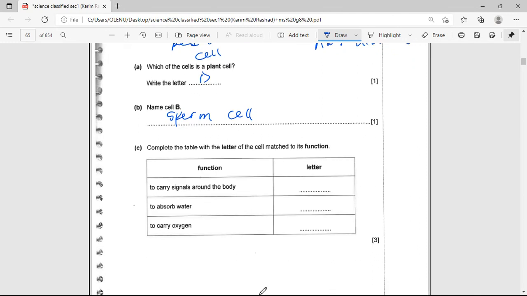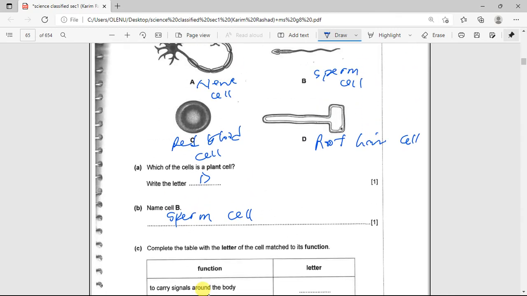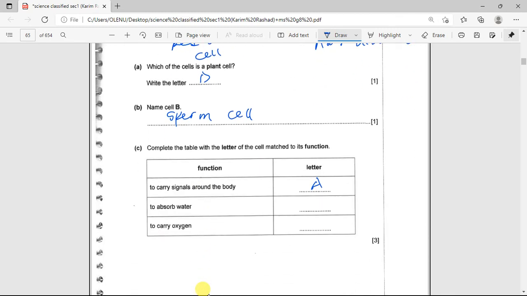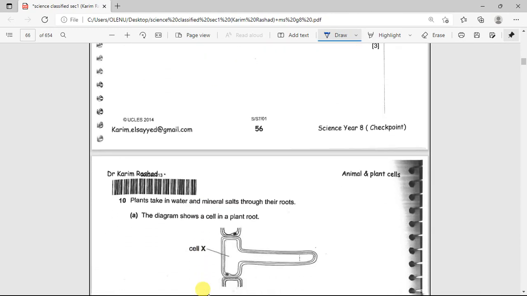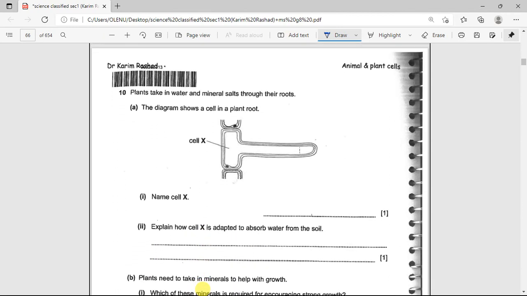Now, complete the table with the letter of the cell matched to it. The letter. Now, to carry a signal around the body. Now, that is the function of a nerve cell. A nerve cell is A. To absorb water is root hair cell, which is D. To carry oxygen is red blood cells, which is C. So, red blood cells, RBCs, help in the transportation of oxygen. Root hair cells help in the absorption of water and minerals, while nerve cells help to carry electrical impulses around the body.